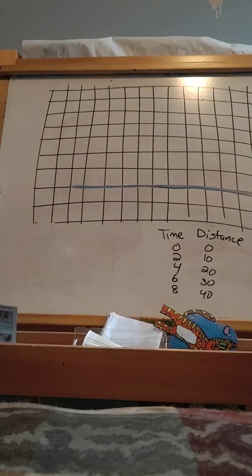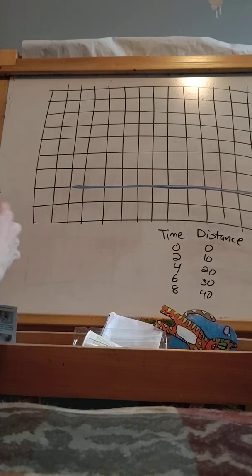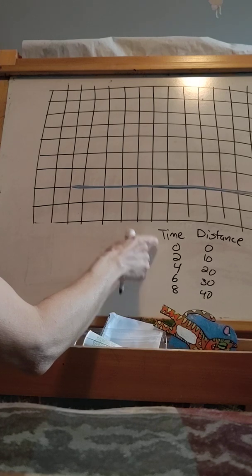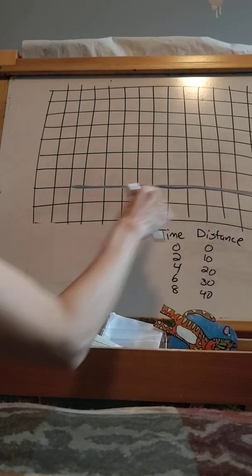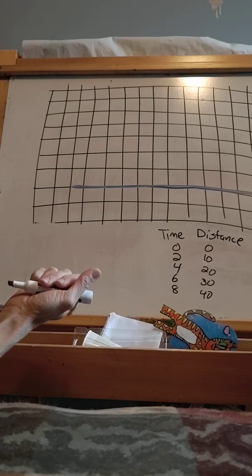This is your x-axis. This is for your independent variable. That's the thing that controls the other variable. If one of your variables is time, time is always going to be your independent variable. Time controls other things, but nothing controls time.